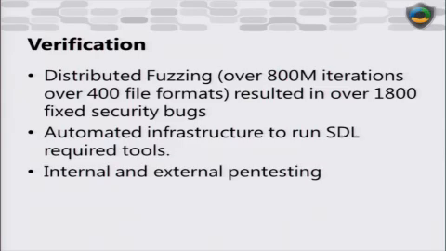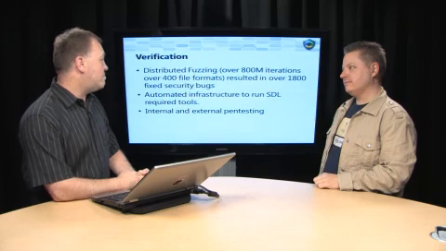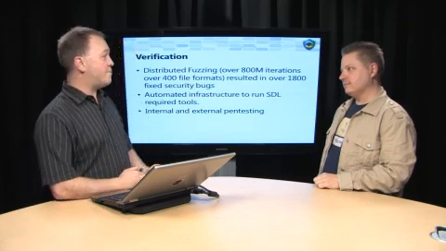The SDL mandates 100,000 iterations. So we went really above and beyond to try to find the tail end of those fuzzing bugs. And we definitely saw the tail end. In the last couple of months, there were not a lot of bugs discovered anymore. So we fixed over 1,800 security bugs, which is a really large number coming from fuzzing.